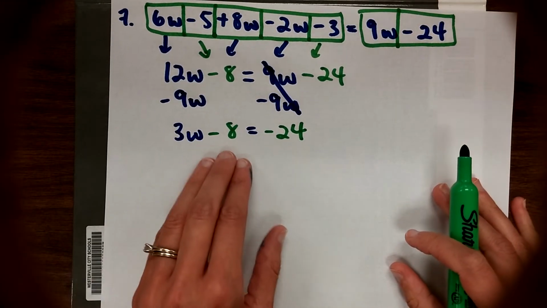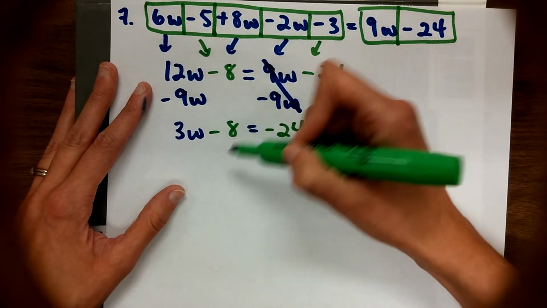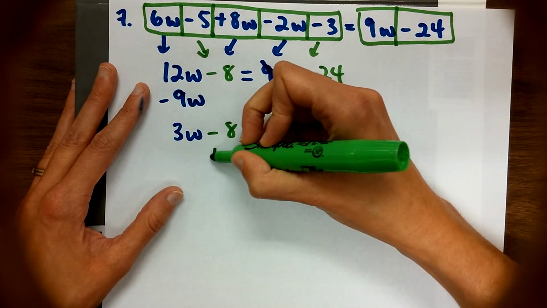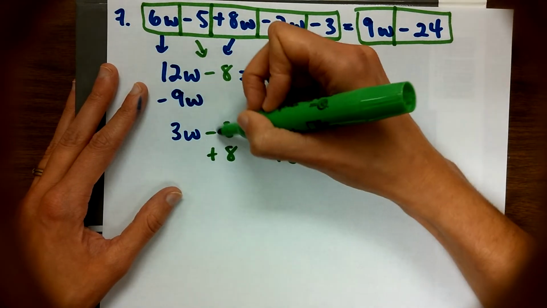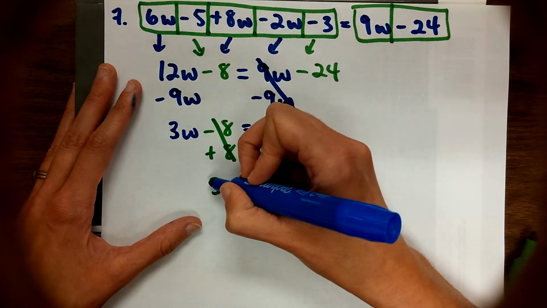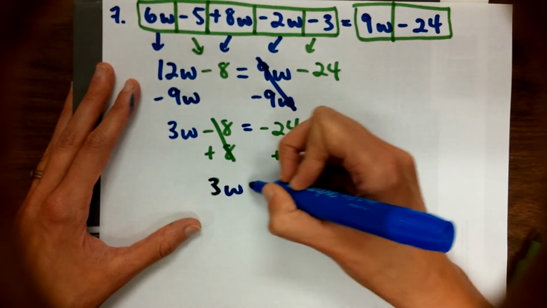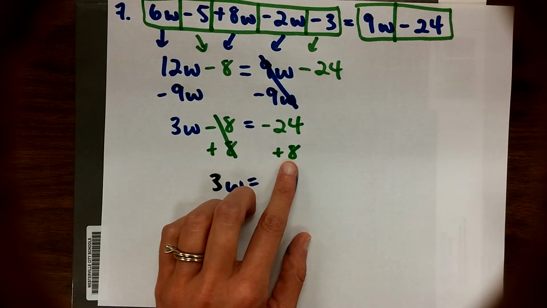Now I can get w by itself. So I don't want this minus 8 here. I want the w to be the only thing on the left side. So to undo minus 8, I can do the opposite and add 8 to each side. So then I have just 3w. I'll make it blue over here. And on the right side, I had negative 24, but I'm adding 8.